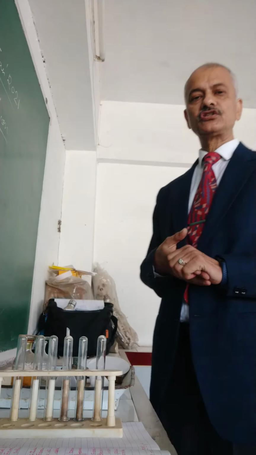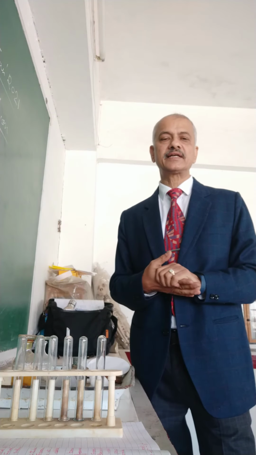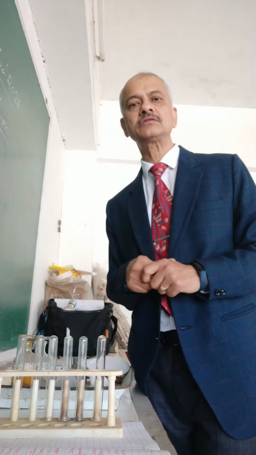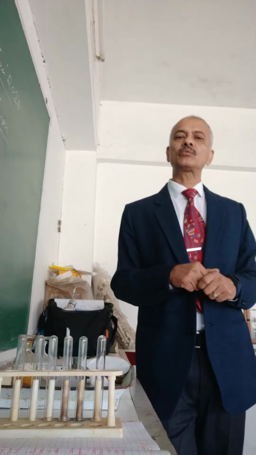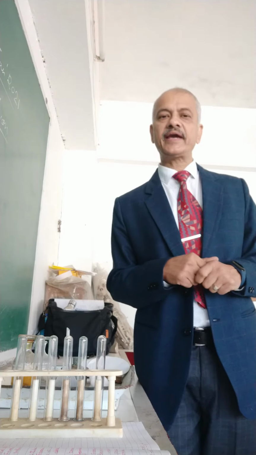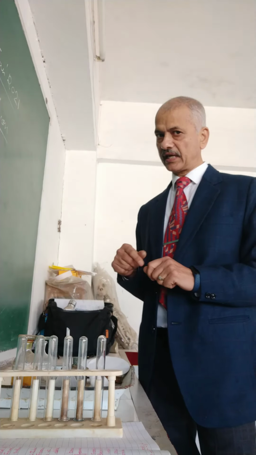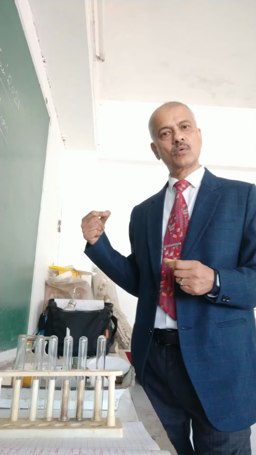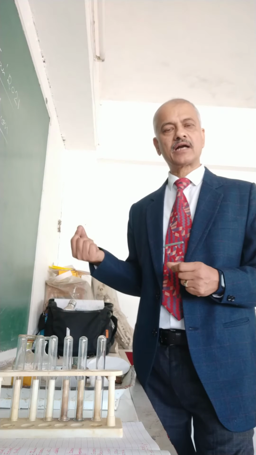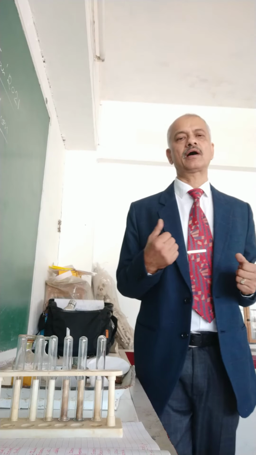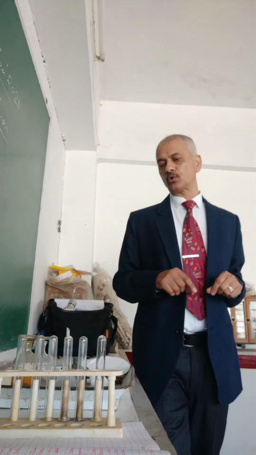Now the precipitation reactions, as I told you yesterday, are a kind of decomposition reactions in which two compounds react in such a way that the radicals are interchanged. And what is a precipitate? If one of the products formed in a chemical reaction is insoluble, then that is called a precipitate, and it is shown by the downward arrow.